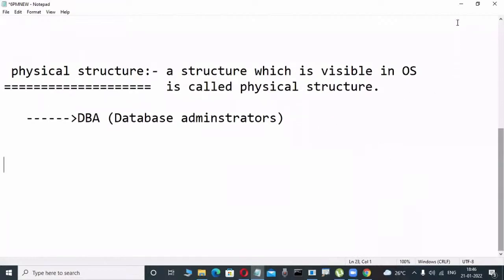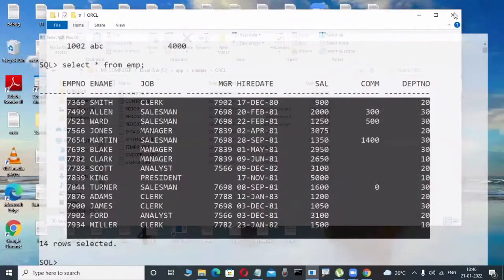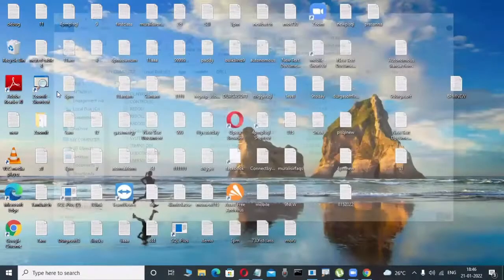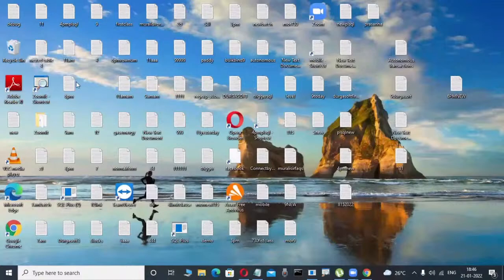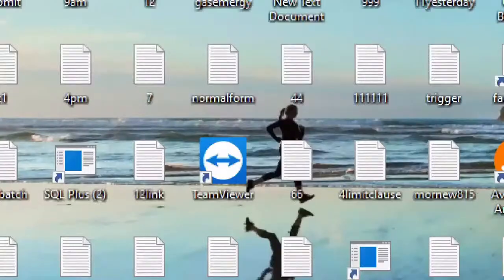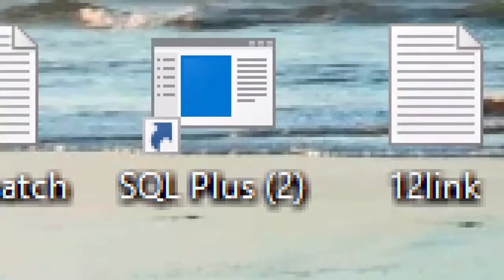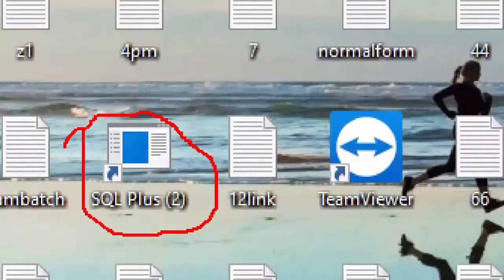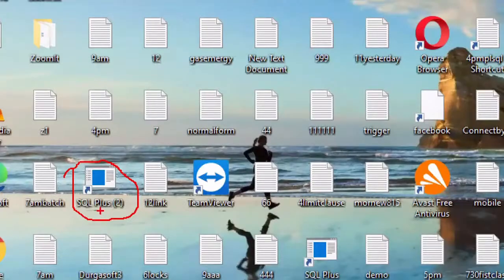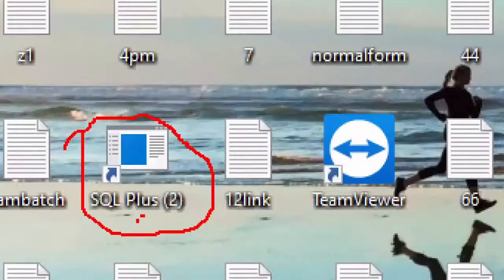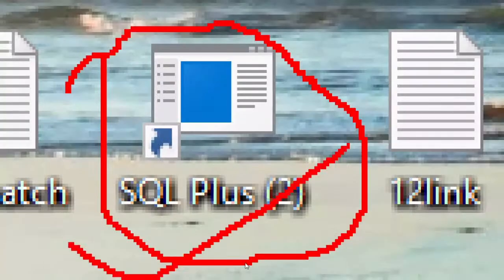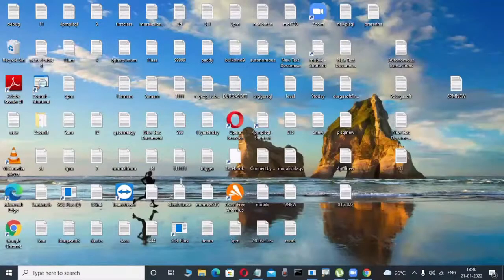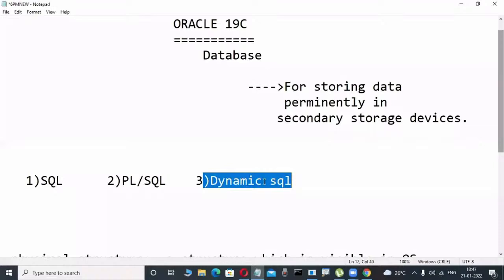Now check it out. Observe it here. Suppose on my screen, does anybody observe it? What is this one? I'm installing Oracle. What is this one? SQL Plus is there. SQL is a language you have an idea of. PLSQL is a language, some coding is there. Dynamic SQL is a language. Daily we are writing code.